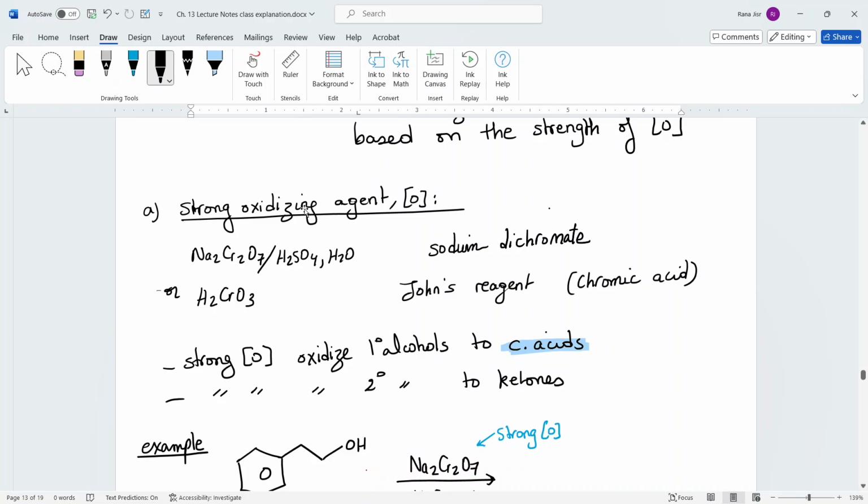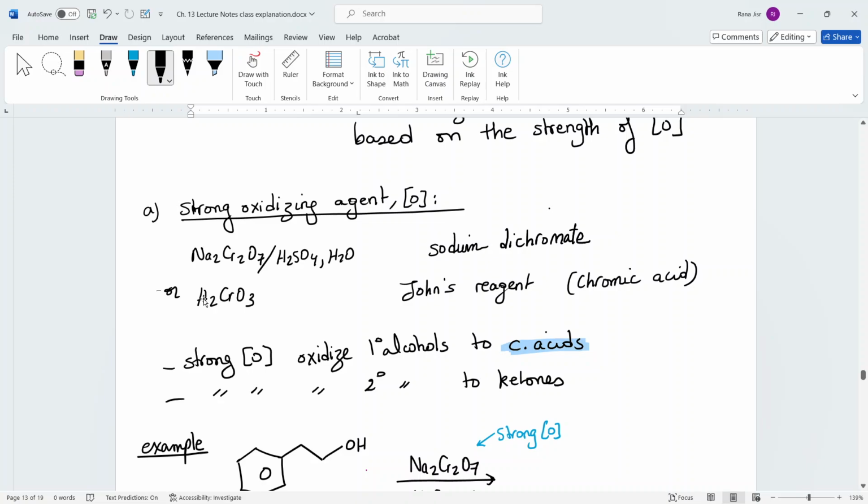Strong oxidizing agents are water soluble. You don't have to memorize them, but just know that these are water soluble. So whenever you see chromium in there, these are oxidizing agents, and what makes them strong is the water solvent that they are accompanied with. This is sodium dichromate in presence of an acid and water. This is one type of a strong oxidizing agent.